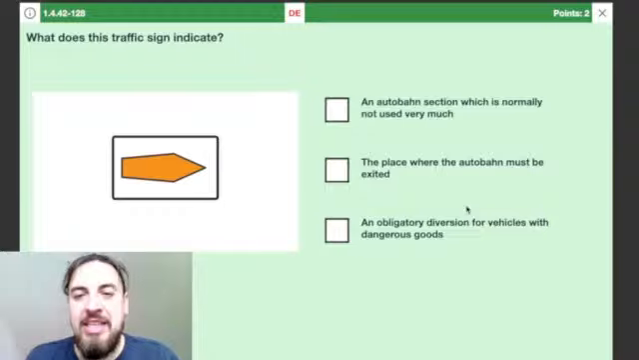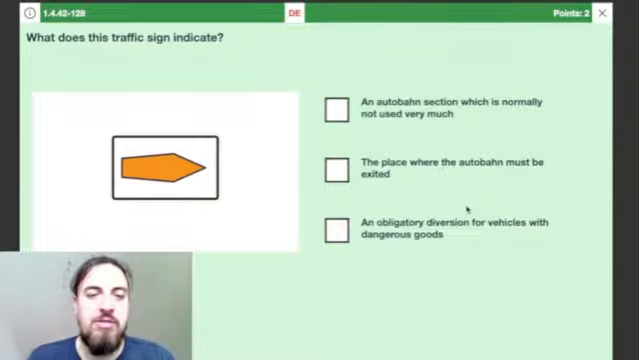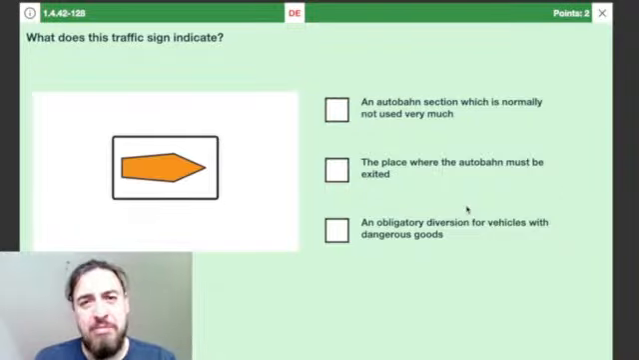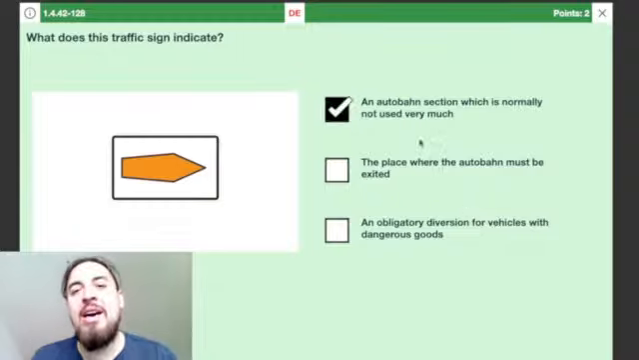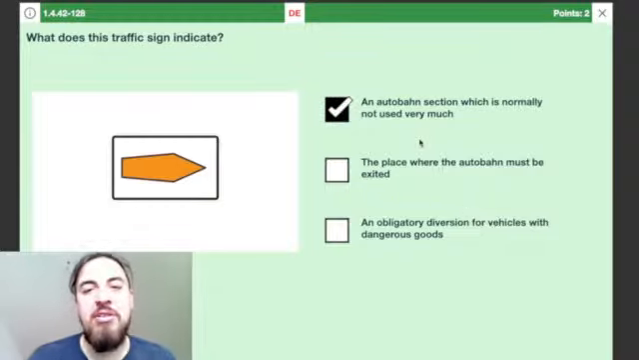An autobahn section which is normally not used very much, the place where the autobahn must be exited, an obligatory diversion for vehicles with dangerous goods. Okay, this sign is not that common. It is normally just located on highways, that's important to know. And it tells us an autobahn section which is normally not used very much.